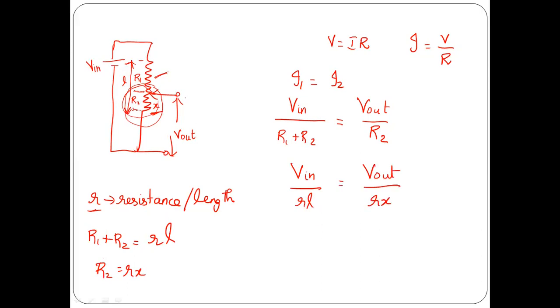We need to find X, that is the distance moved by the object. Here r will get cancelled. So X is equal to V out, and V in, when it comes to this side, goes to the denominator, and L goes to the numerator. Usually we know the length of the potentiometer and the input voltage that we give to it. So by measuring the output voltage, I can say the distance moved by the slider. When you determine the distance moved by the slider, you can easily find the distance moved by the object, because both are attached to each other. This is for a linear potentiometer.